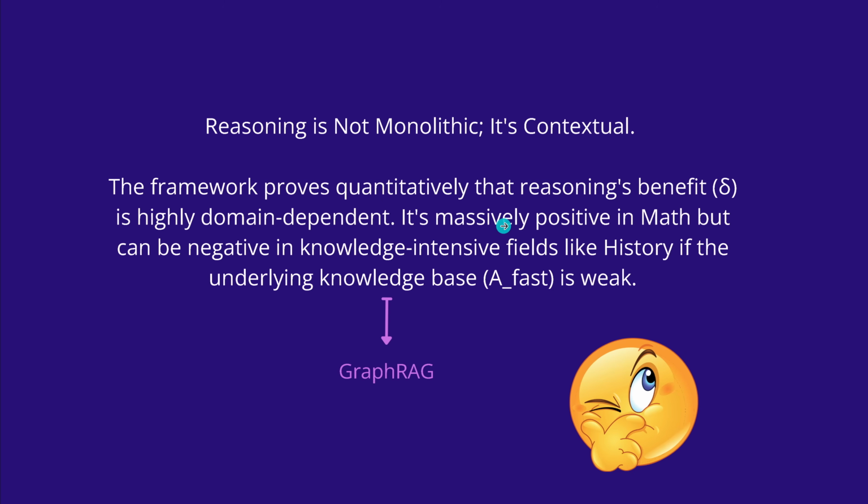It's massively positive in mathematics, but it can be negative in a knowledge-intense field, let's say history, if the underlying parametric knowledge base of this particular LLM is weak, of course. But easy, no? If we have a not so performant knowledge base, we know we can help here with graph RAG optimization. So we come now closer to the question: what should I do if my model is not performant? Should I activate graph RAG, or should I continue here with reasoning traces?